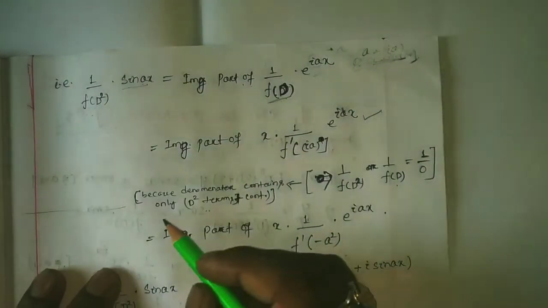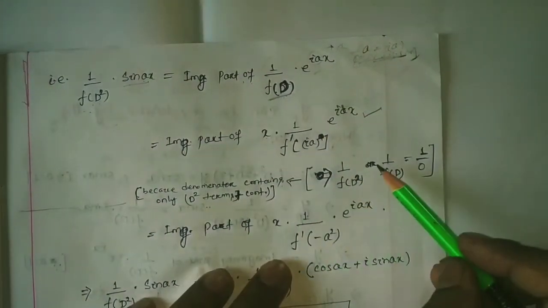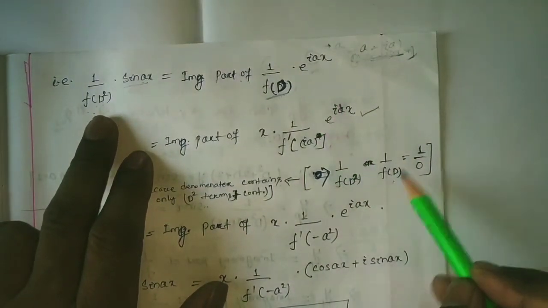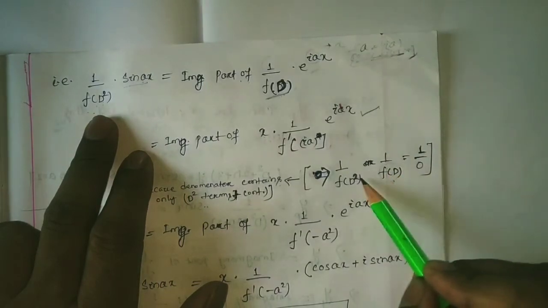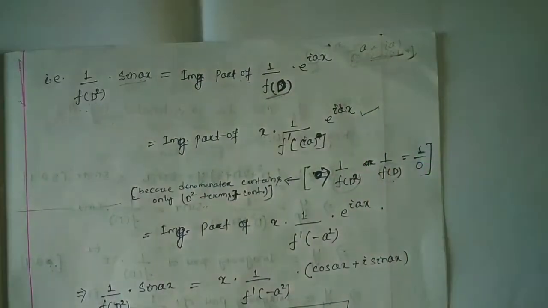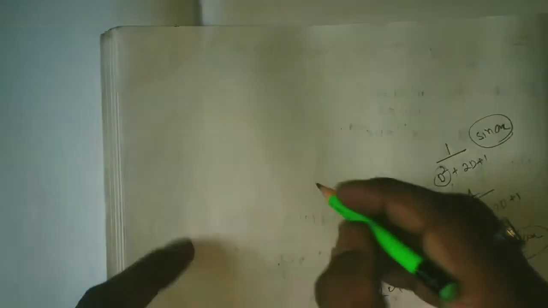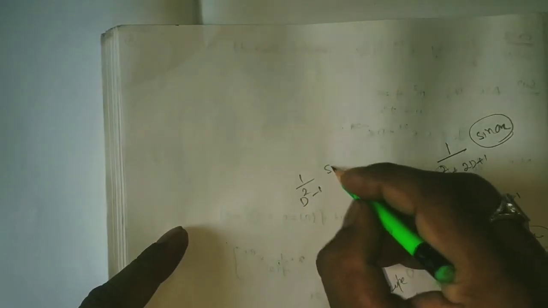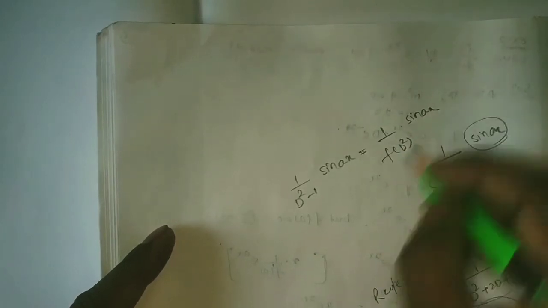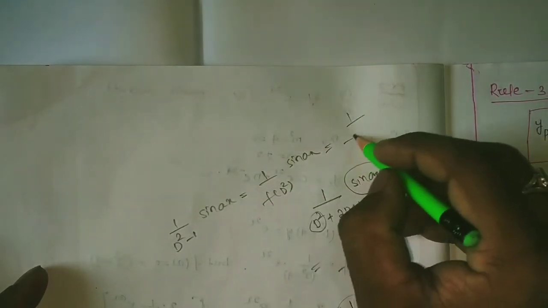So here, because the denominator contains only d, see 1 by f of d square for sin x, for e to the power ix I wrote 1 by f of d. Both are f of d and f of d square, both are equal for e to the power ix. Okay, you got my point? Listen, suppose I give you another example: 1 by d square minus 1 sin ax, so it will be written as 1 by f of d square sin ax, right? And the value will be how much? Instead of d we have to put a, that means 1 by minus a square minus 1 sin ax.